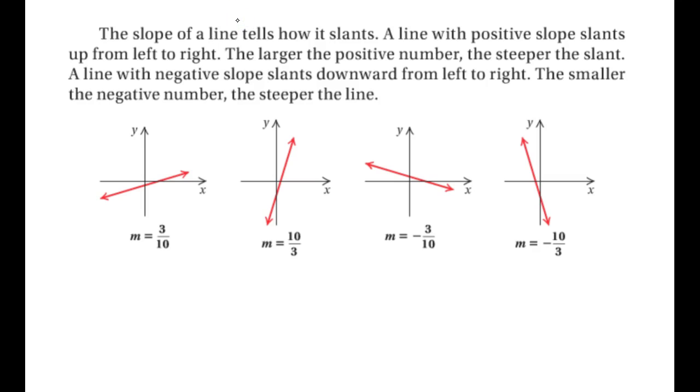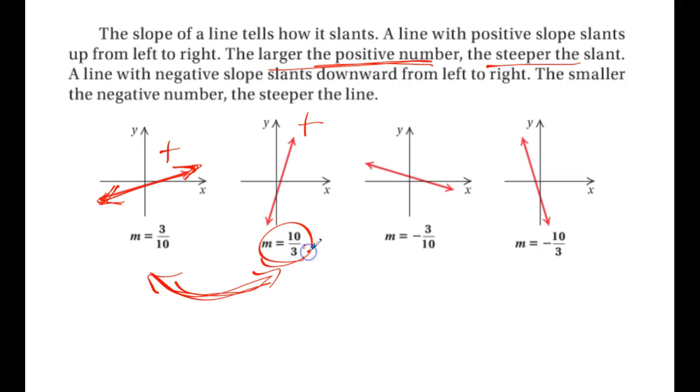So this is talking about if the line slants up, as you read a line from left to right, then it's positive slope. This is also positive slope, and then they talk about, well, which one's steeper? And the larger positive number is going to be the steeper slant. So this is obviously steeper because 10/3 is larger than 3/10.